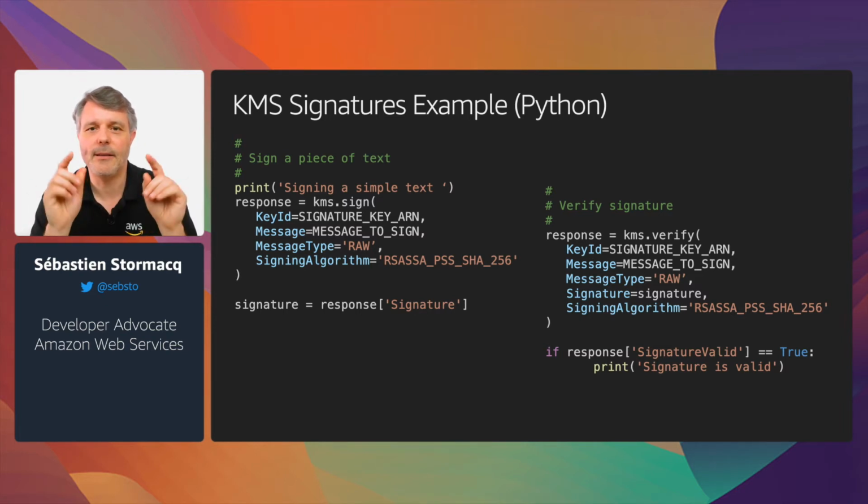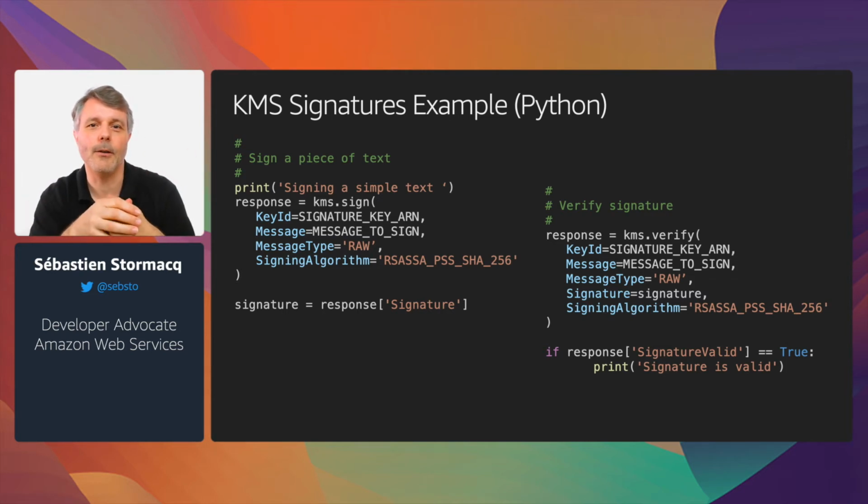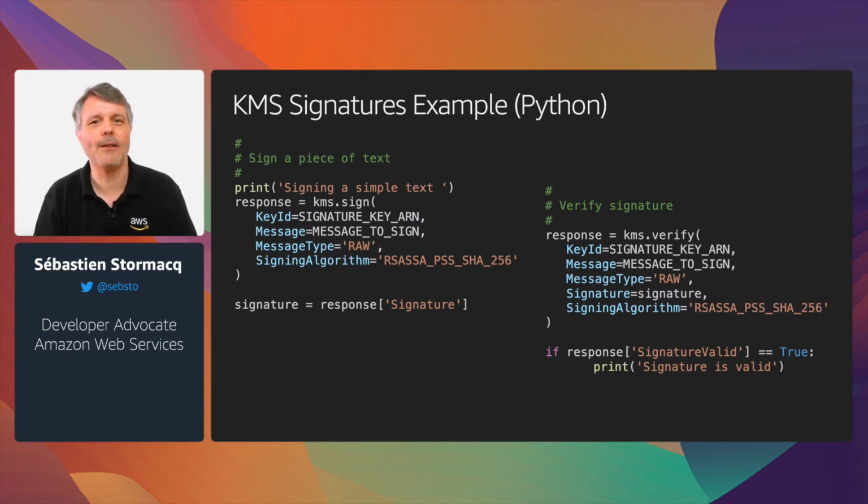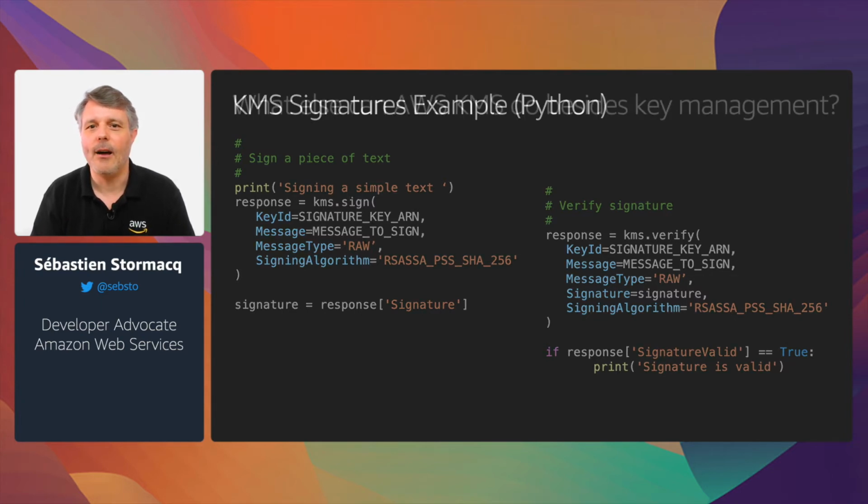If it is the original message, be sure to use the message type equal raw. You give the signature, of course, and the exact algorithm you want to use for the signature. It has to be the same, of course, as the algorithm that you use to generate the signature. The response object will contain a Boolean flag saying signature valid, saying if the signature is valid or not valid. That's as easy as that to generate a signature and to verify a signature with AWS KMS.